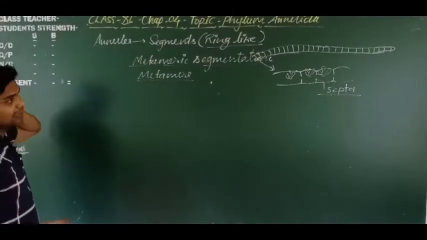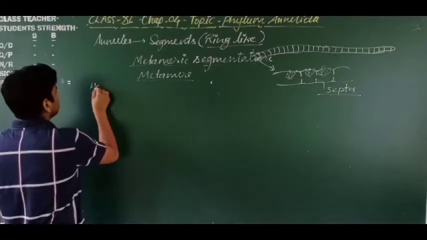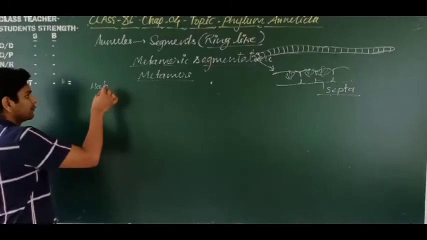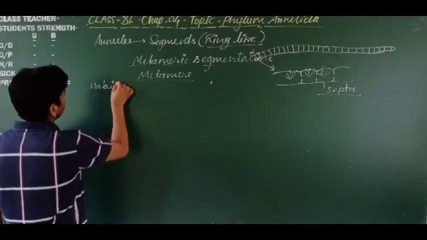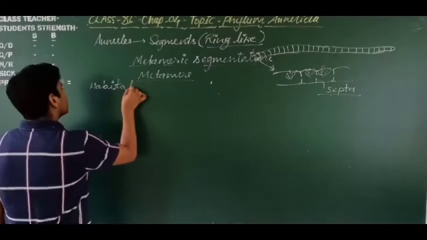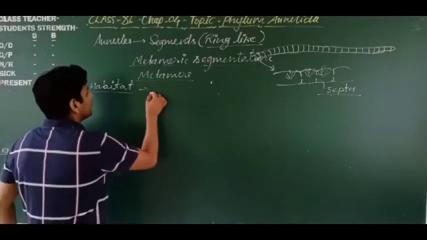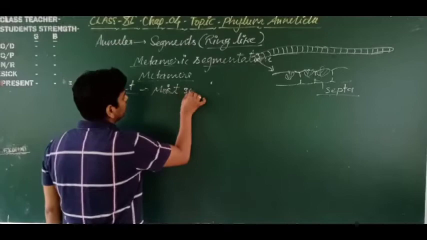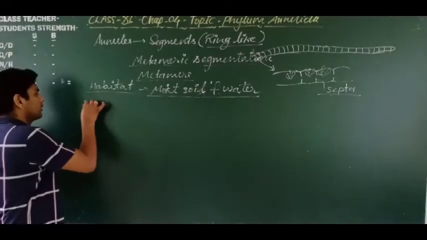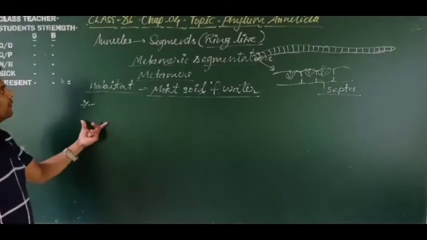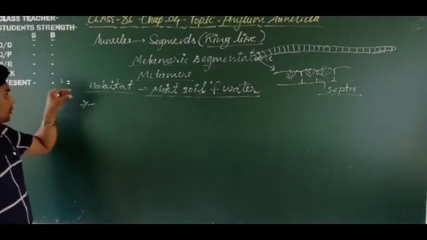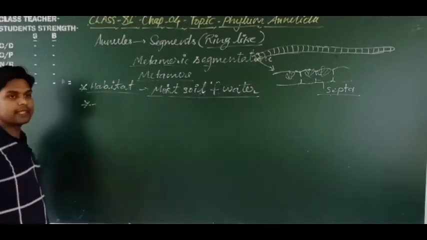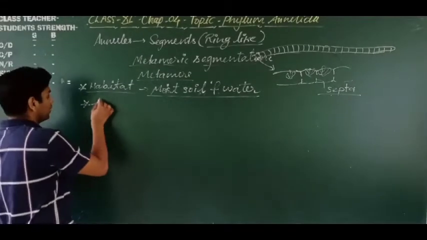Now let's discuss the habitat. What is the habitat of the animals belonging to the phylum Annelida? The habitat is moist soil. Let's discuss the general characteristics or salient features of this phylum. So this one is habitat, we have discussed it. Next one, dear students, is the body organization.